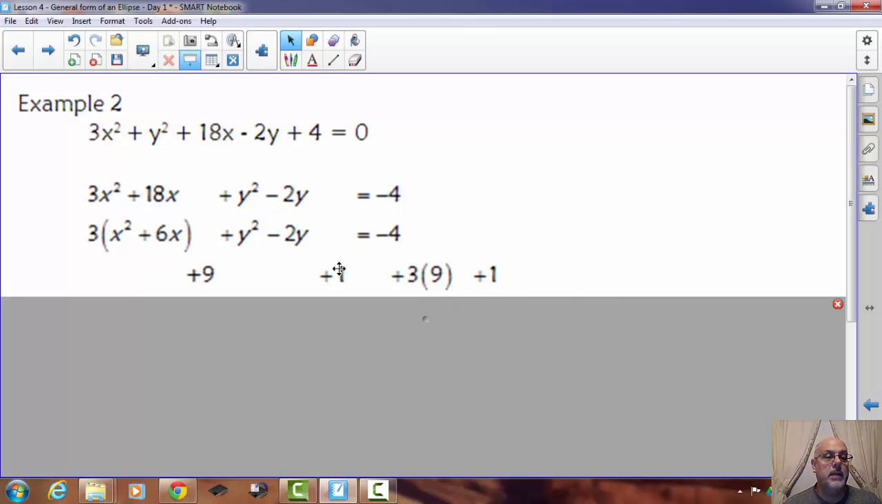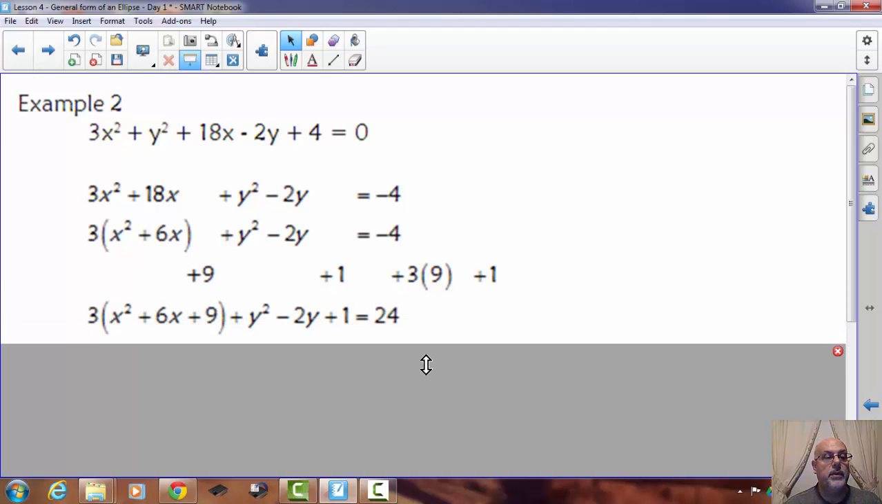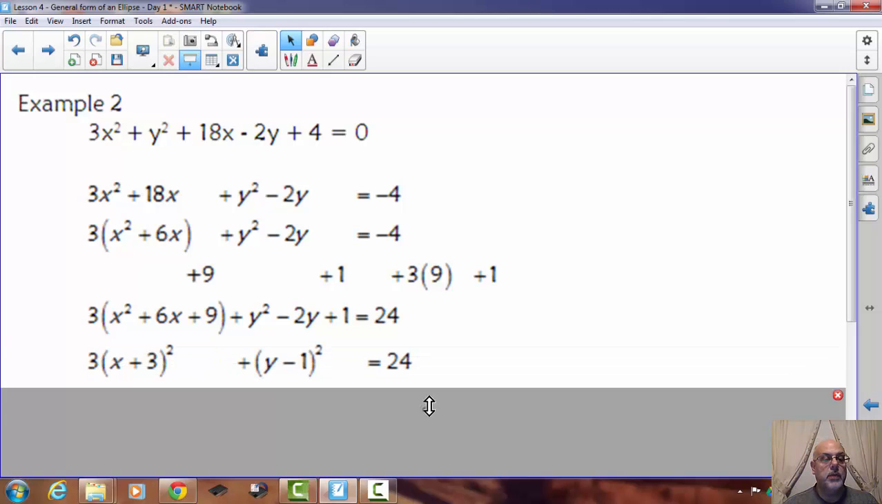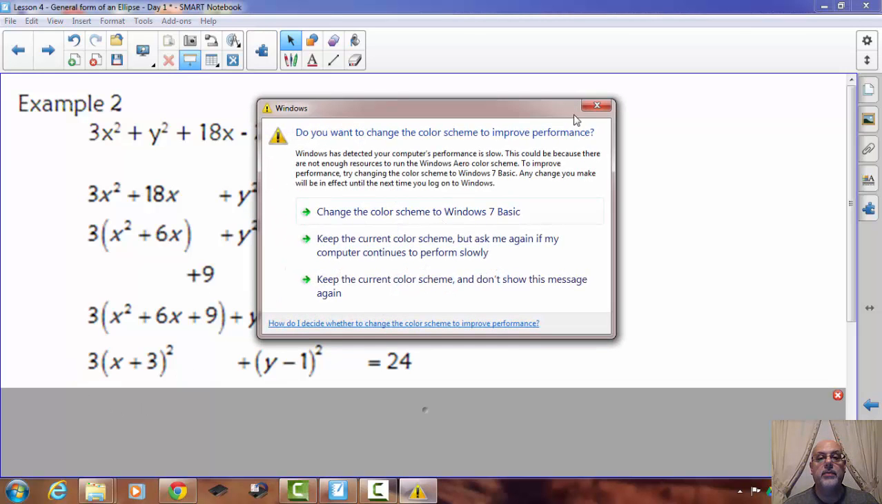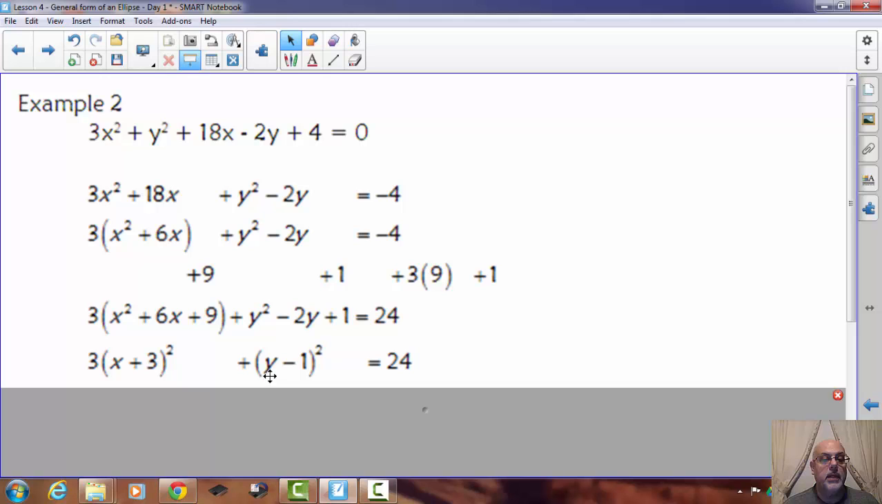On the right side, you add 1. So what we wind up with is 3 times x squared plus 6x plus 9 plus y squared minus 2y plus 1 equals 24. So we group these. We convert it to a perfect square trinomial. We have x plus 3 squared in parentheses with a 3 out in front of it, plus y minus 1 squared equals 24.